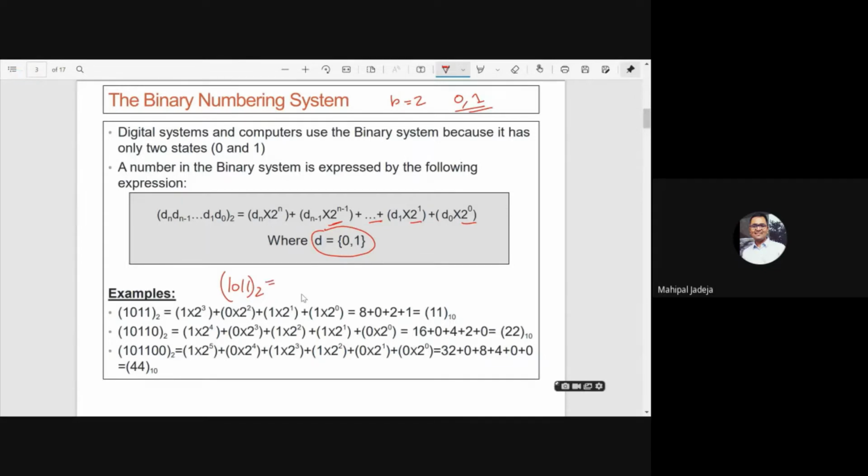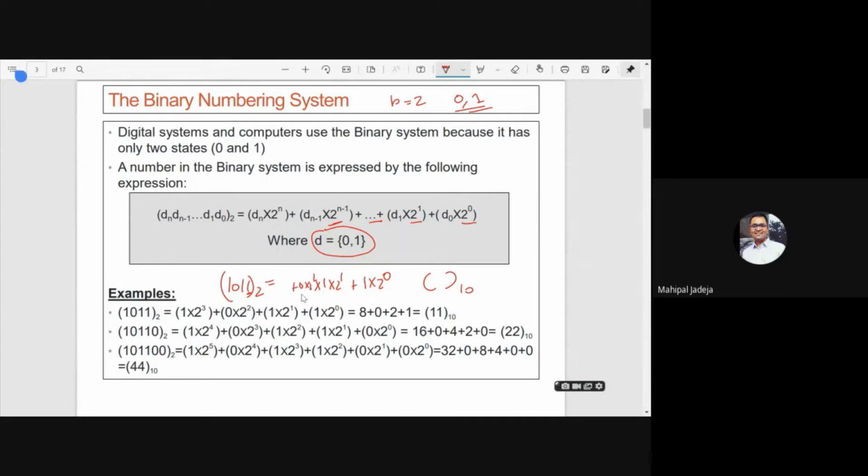Then what will be its equivalent value in base 10? We are interested in this. Then what we need to do, again, we know that this is my least significant bit, and the least significant bit must be multiplied by 2 raised to 0. The next bit is 1, so that must be multiplied with 2 raised to 1. The next is 0, that can be multiplied with 2 raised to 2.